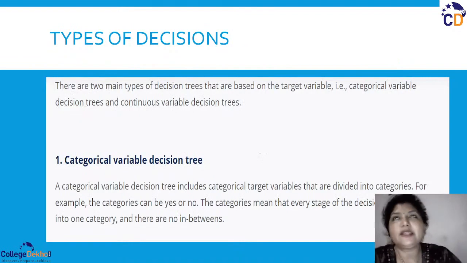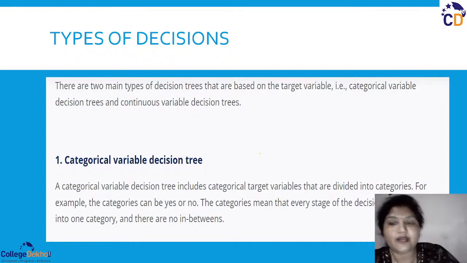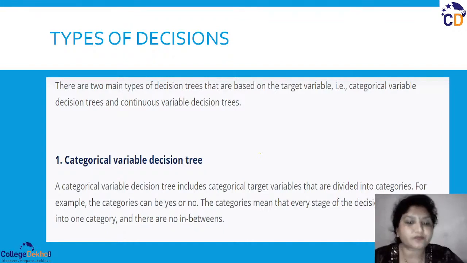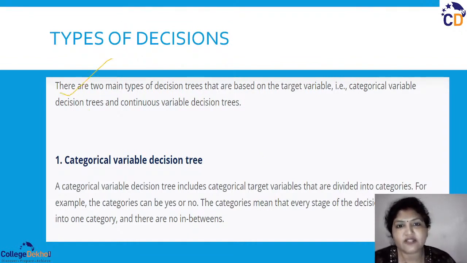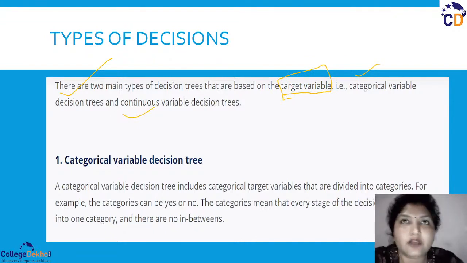Before going into the detail, we must understand whether the variable is categorical, or a continuous variable, or a real value. Let us see both of them. There are two types of decision trees based on the target variable. The target variable is your output variable, right? That could be a categorical variable, or that could be a continuous variable, for making your decision tree.